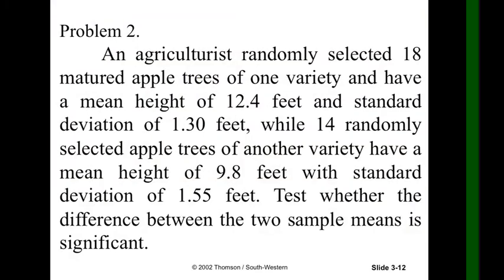Okay? Now, let's have another problem. Problem 2. An agriculturist randomly selected 18 matured apple trees of one variety and have a mean height of 12.4 feet and standard deviation of 1.30 feet. While 14 randomly selected apple trees of another variety have a mean height of 9.8 feet with standard deviation of 1.55 feet. Test whether the difference between the two sample means is significant.